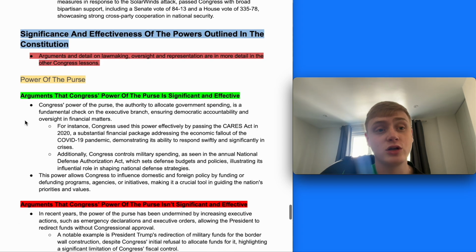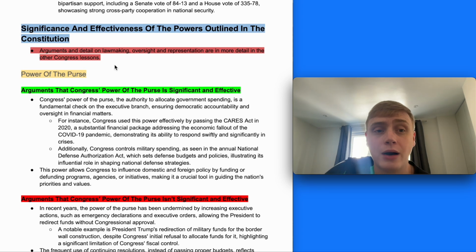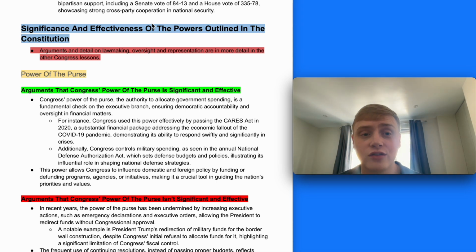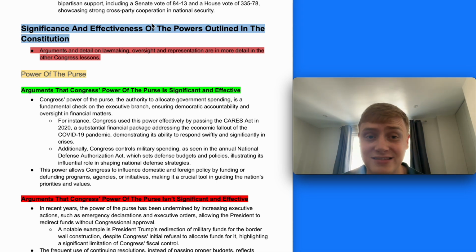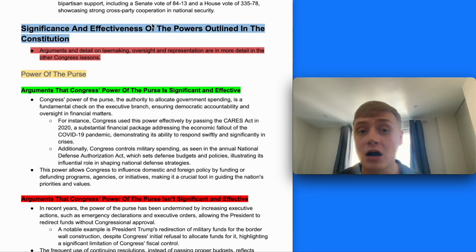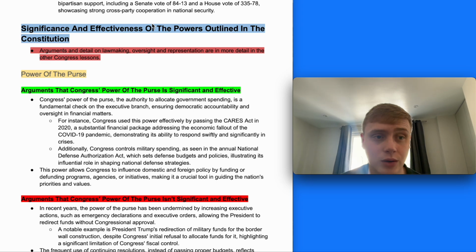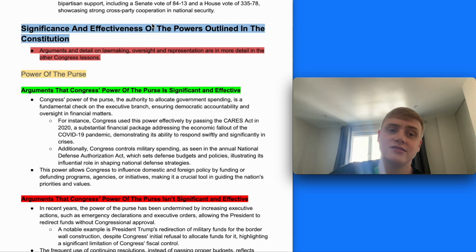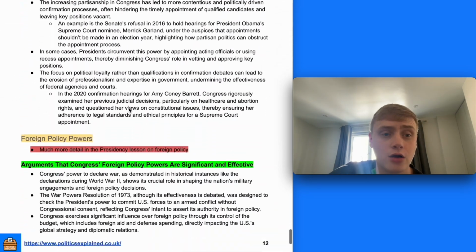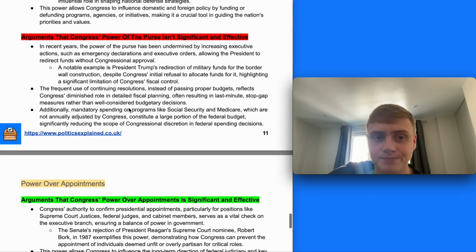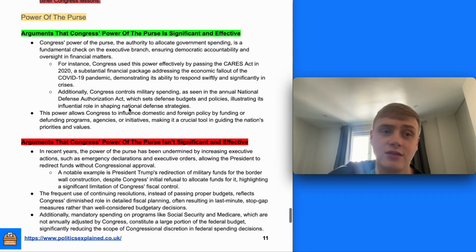Okay, the final thing we're going to have a look at is the significance and effectiveness of the powers outlined in the Constitution. So as I said here in the notes, arguments on the detail of lawmaking, oversight and representation, and the key arguments on either side are in much more detail in the other Congress videos, so make sure to have a look at those as well. But what we're going to have a look at is in relation to power of the purse, power of appointments, and foreign policy powers, so the ones not covered in the other videos.